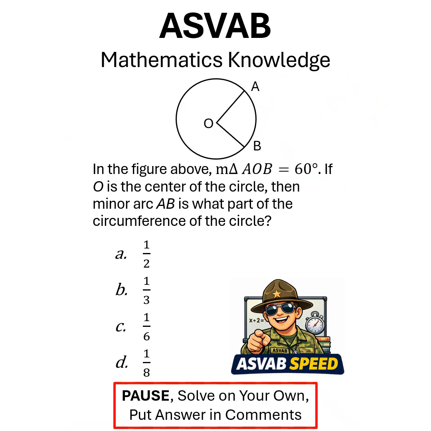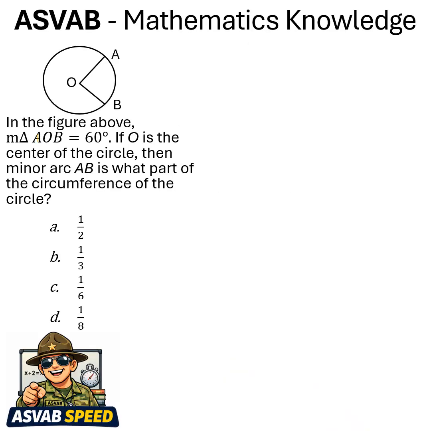Mathematics knowledge. In the figure above, measurement of angle AOB equals 60 degrees. If O is the center of the circle, then minor arc AB is what part of the circumference of the circle? Remember to pause and solve on your own. Let's begin. All right, let's take the highlighter. AOB equals 60. O is at the center, and we're trying to figure out the circumference. What part of the circumference of a circle is minor arc AB?